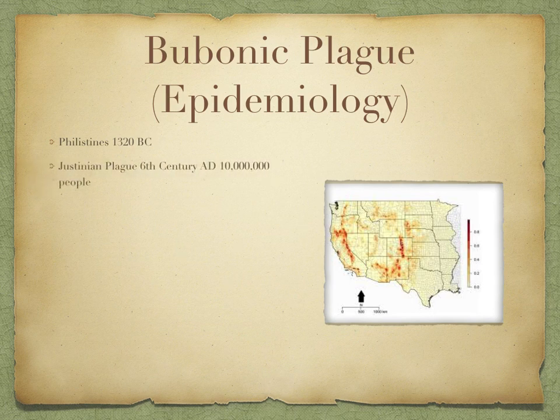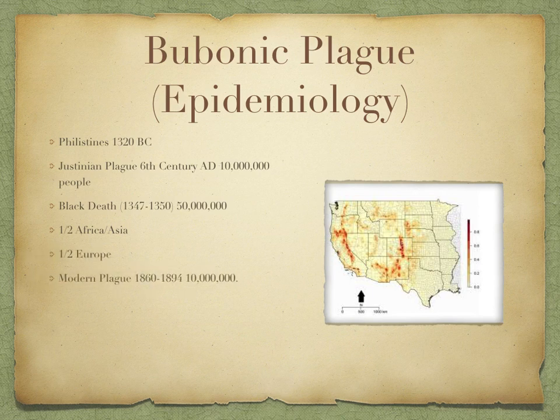It started with the Philistines, as far as we know, in 1320 BC. There's the Justinian plague of the 6th century AD, which killed about 10 million people. Then there was the Black Death from 1347 to 1350, which was about 50 million people. Half of those were in Africa and Asia, and the other half were in Europe. It was about 60% of the European population. And then there was the modern plague from 1860 to 1894, where about another 10 million people died. So we're 70 million at this point.